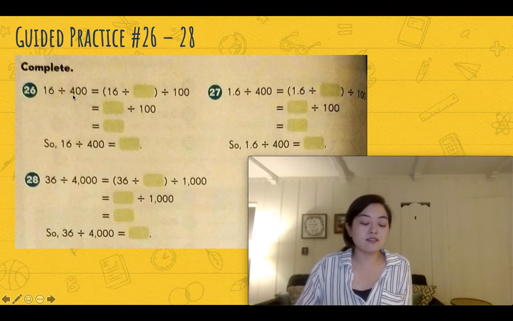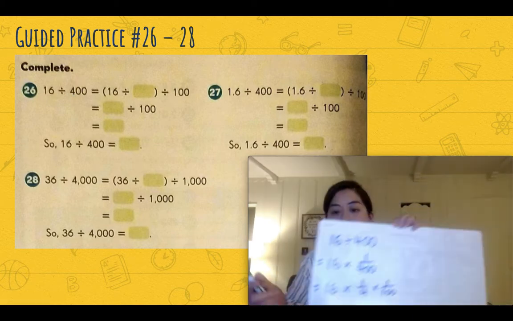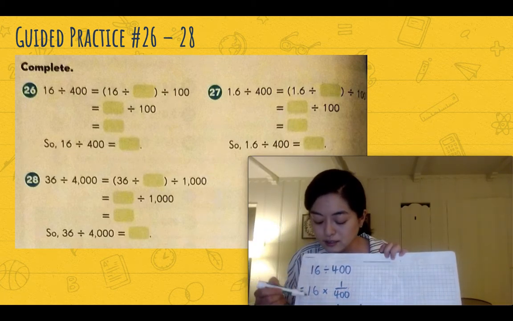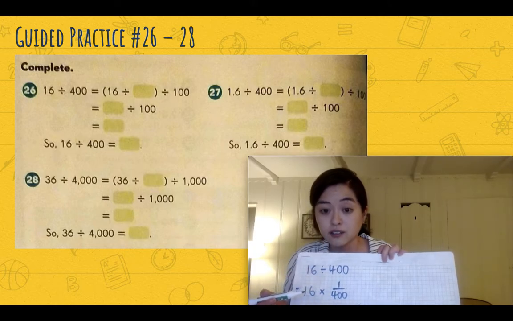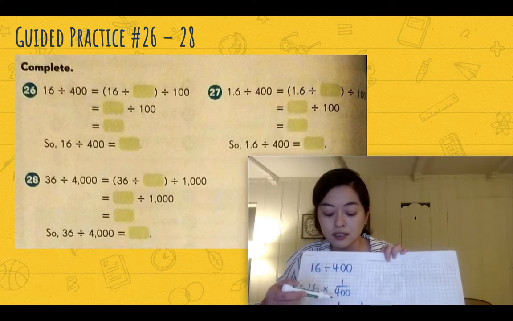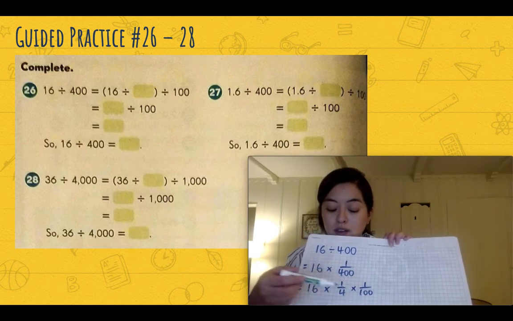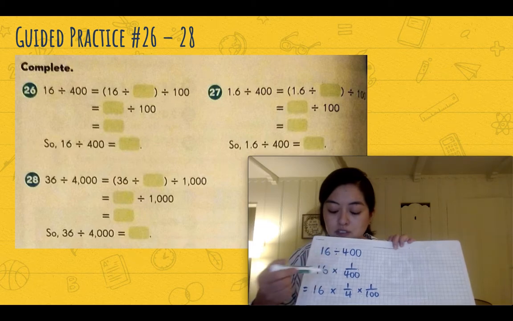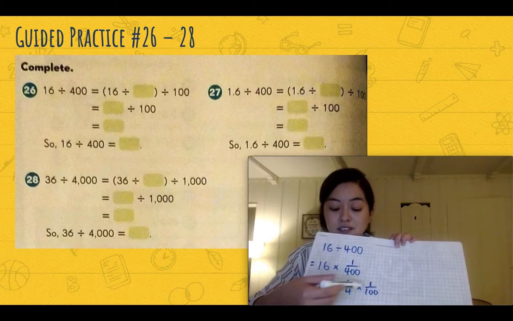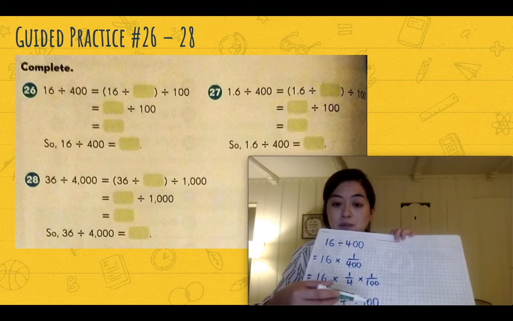So now we have 16 divided by 400. Okay, so 16 divided by 400 is the same thing as saying the multiplication sentence, 16 times the reciprocal of 400, and then I'm going to see how many hundredths are there in 1 over 400. So 1 over 400 becomes 1/4 times 1 over 100. So 16 times the reciprocal of 400 becomes 16 times the reciprocal of 4 times the reciprocal of 100. And I can change this into a division sentence by saying 16 divided by 4 divided by 100.